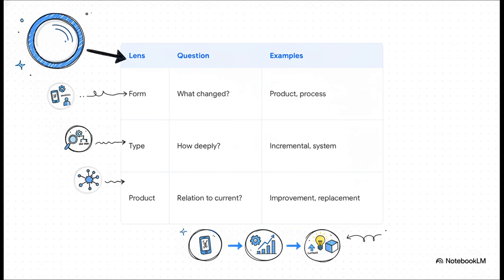The second lens, type, asks how deeply it changed. Are we talking a minor incremental tweak or a massive systemic shift? And the third lens, product classification, asks how this new thing relates to the current market. You know, a single update to a banking app could actually be a service innovation in its form, incremental in its type, and an improvement in product classification. And all 3 of those labels are completely correct at the exact same time.